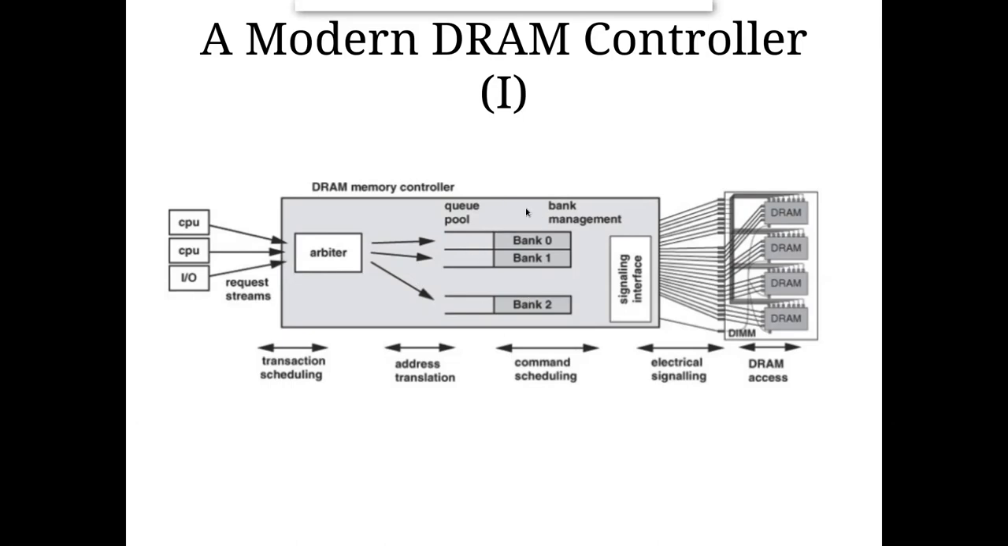And then we actually have our queues for different banks, where we have a bunch of requests queued up for various different banks, and we can schedule those accordingly. We can do this scheduling in a way that helps with keeping our rows open, avoiding bank conflicts, and things like that. And then we have our signal interface, which goes over to our DIMM, gives the command and receives the data or sends the data back.